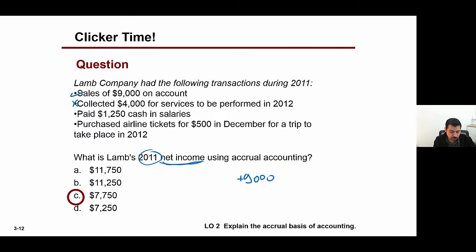Paid $1,250 cash in salaries. So this was paid now. This is minus 1,250. Purchased airline tickets for $500 in December for a trip to take place in 2012. Once again, the event will take place in 2012, and we do not include it in our calculations. This is why the answer is 7,750.